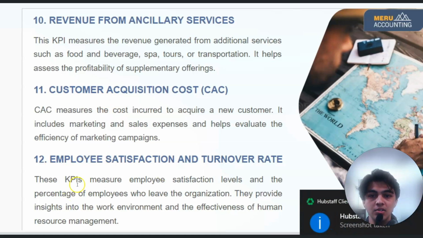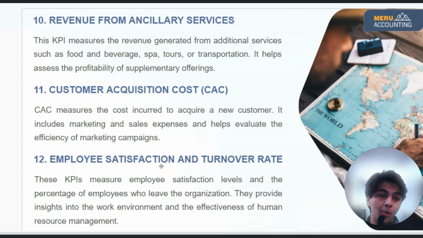The last indicator is employee satisfaction and turnover rate. This indicator measures the employee satisfaction levels and the percentage of employees who leave your organization in a specific period of time. If employees are leaving your organization very quickly, then it's a bad thing. This will provide you an insight into the work environment and the effectiveness of your human resource management system.